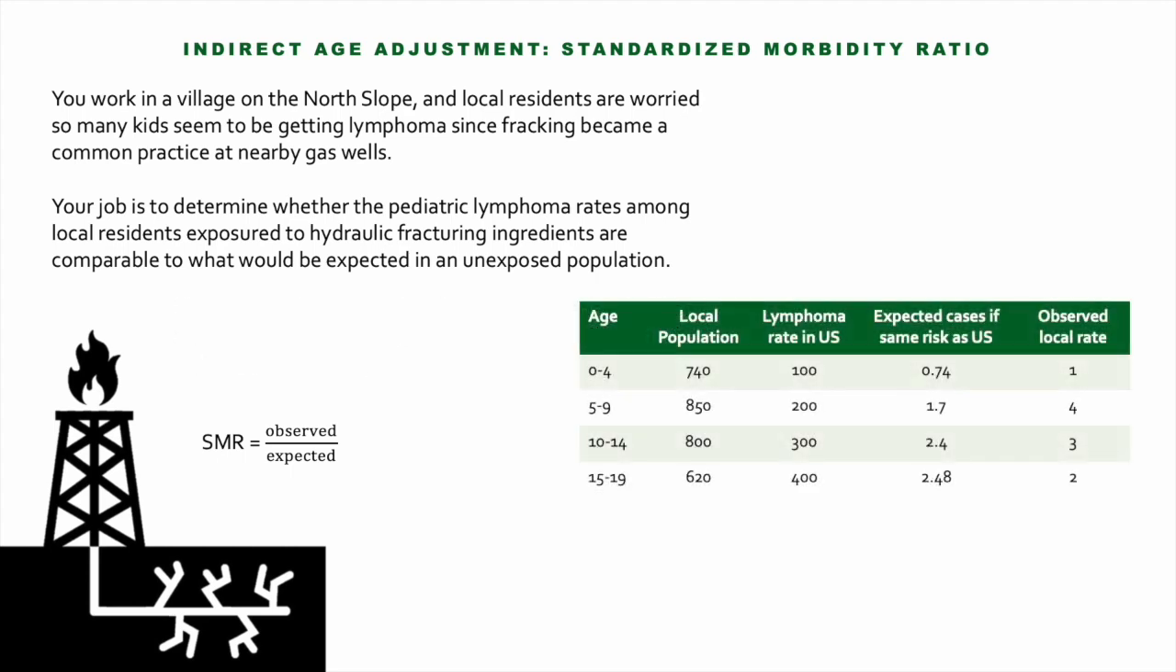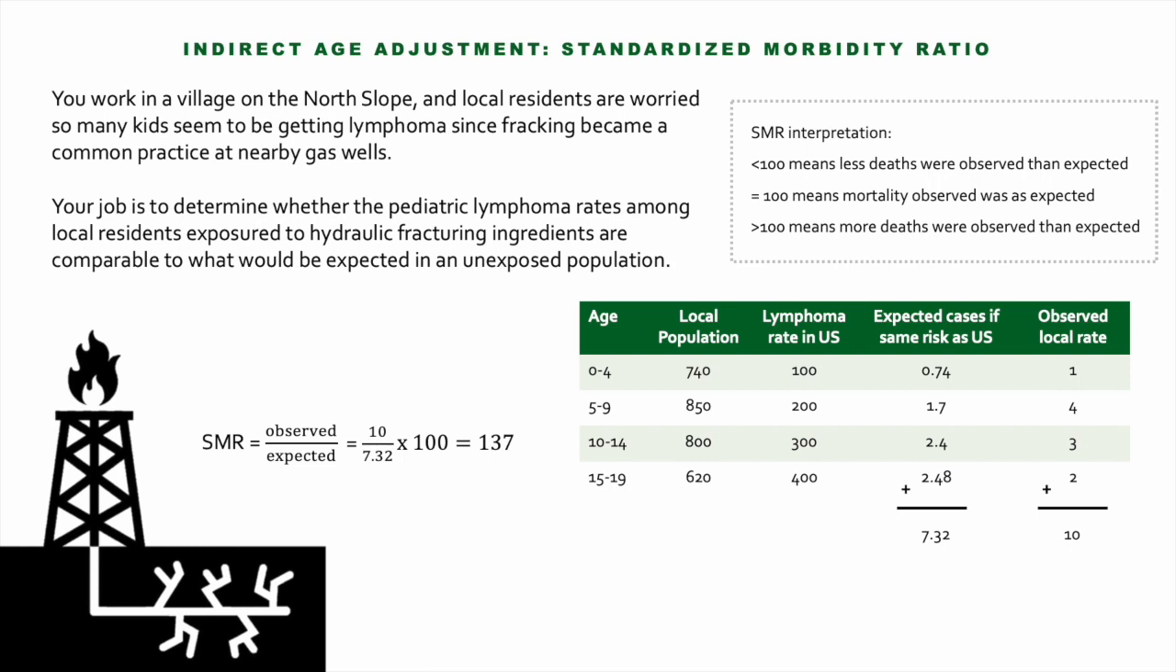For each age group, we multiply the lymphoma rate in the U.S. by the local population to get the expected cases if the local population's risk was the same as the U.S. We repeat this for each age group, multiplying and then dividing by 100,000. Then we add up all the expected cases, and we add up the observed cases from each age group. Then to calculate the standardized morbidity ratio, we divide the observed cases by the expected cases and multiply by 100.